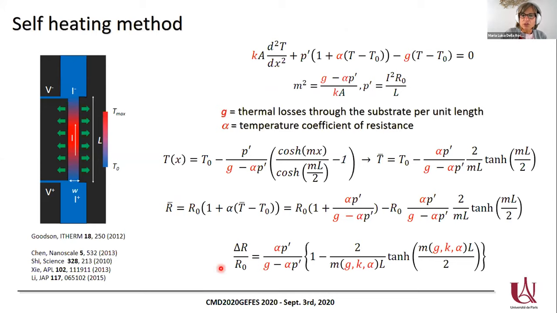So the idea is to measure the relative variation of the resistance of the nanowire with respect to the resistance when no heating occurs, so at low current, which depends on different parameters and unknown parameters, which are G, the thermal loss through the substrate, K, the thermal conductivity of the nanowire, and alpha, which can be measured a priori, in fact, in the sample.